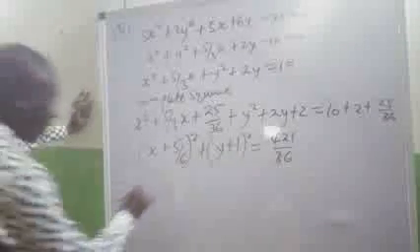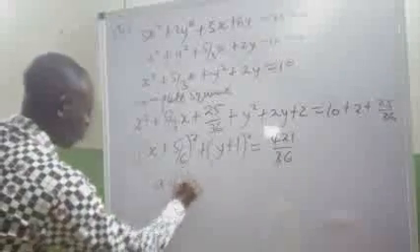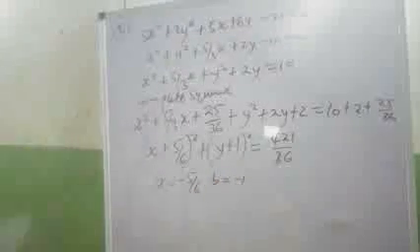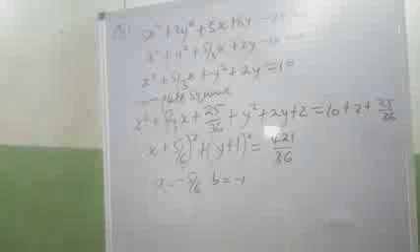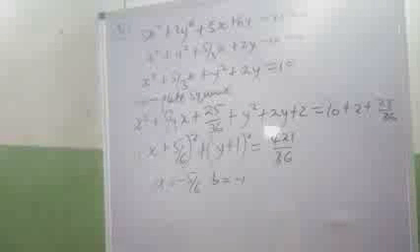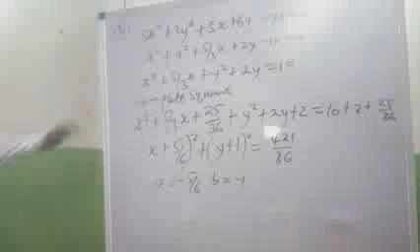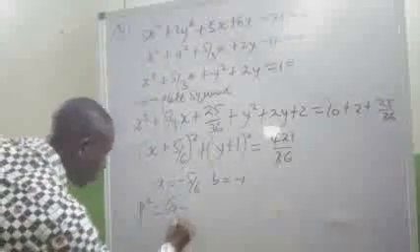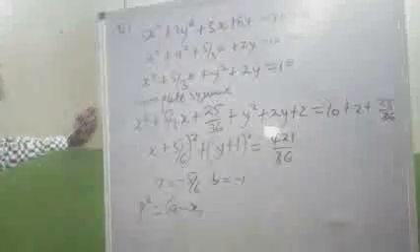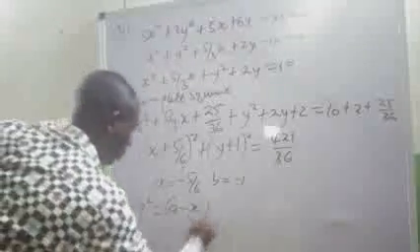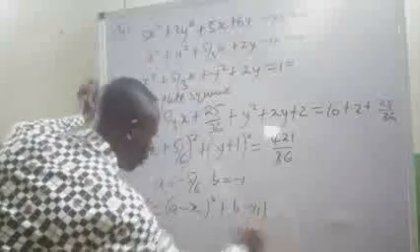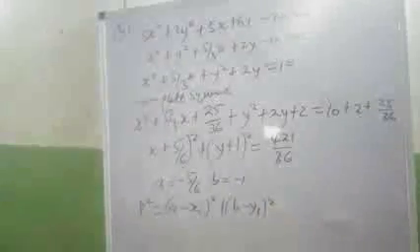So, we know that our a will be equal to minus 5 over 6. b will be equal to minus 1. Then if I am to solve for p, p squared is equal to a minus s1 all squared plus b minus y1 all squared.